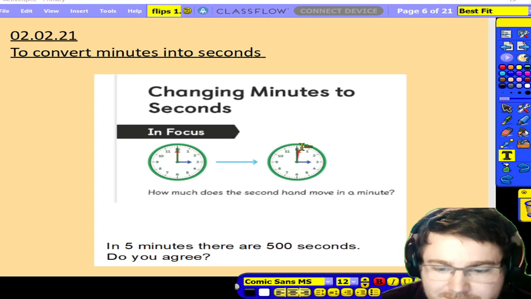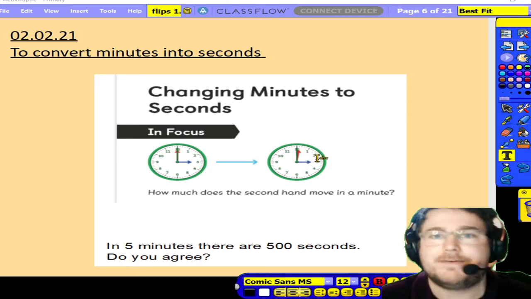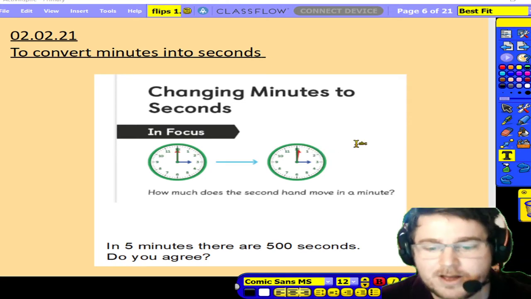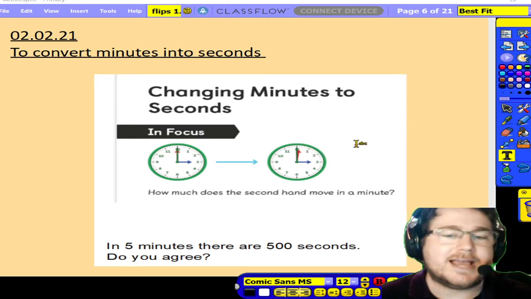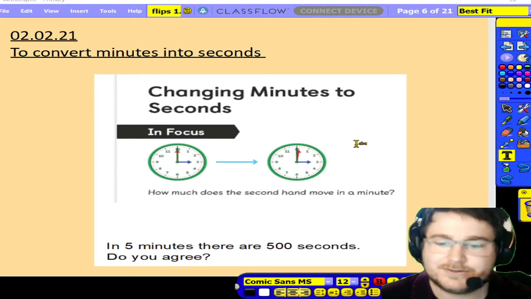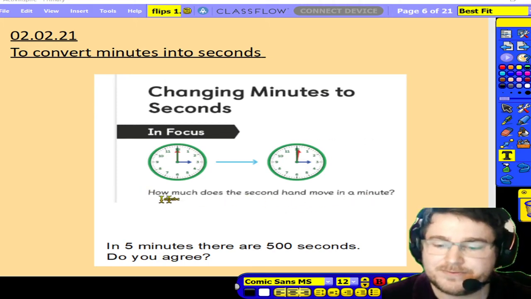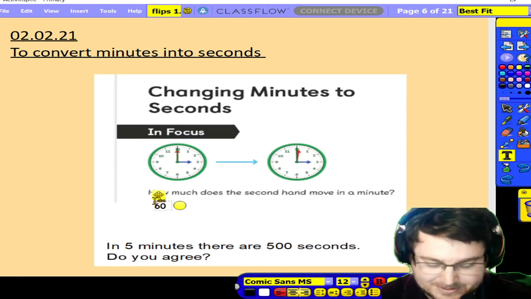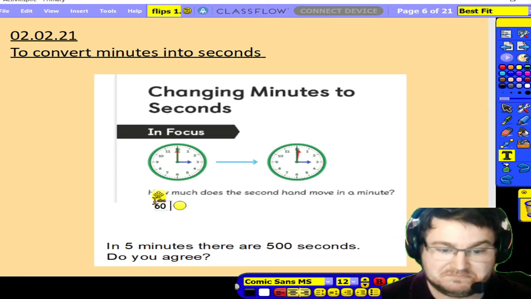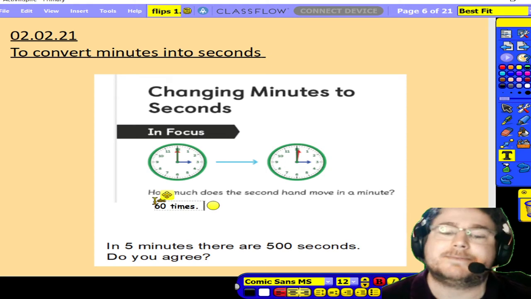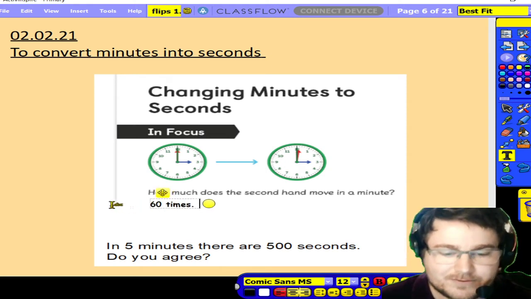So 1, 2, 3, 4. In fact, if you looked at a clock now and it has a second hand, you'll be able to count the seconds as you go. So how much does the second hand move in a minute? 60 times. It moves 60 times. Of course.